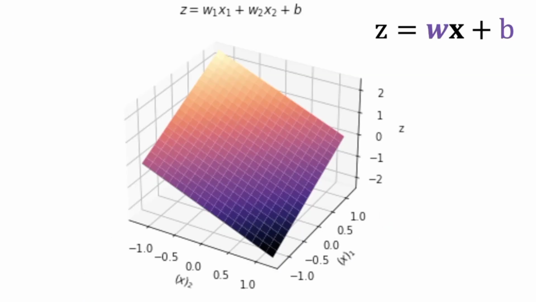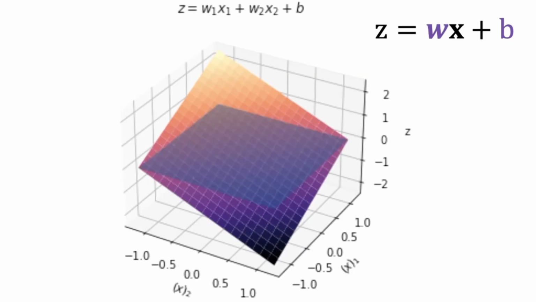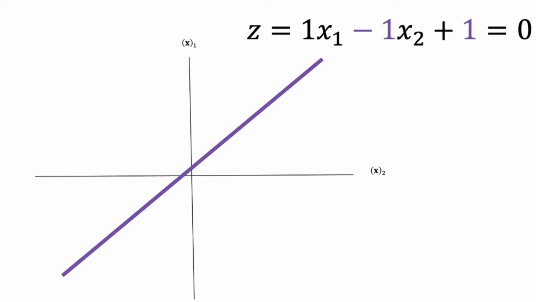In two dimensions, we can plot the equation as a plane. We can plot the plane z equals 0. We can see the line where the plane intersects with the plane at z equals 0. If we look at it from above, we get the following image. This is the plane where z equals 0. The line is where the decision plane intersects with the plane z equals 0. This line is called the decision boundary.